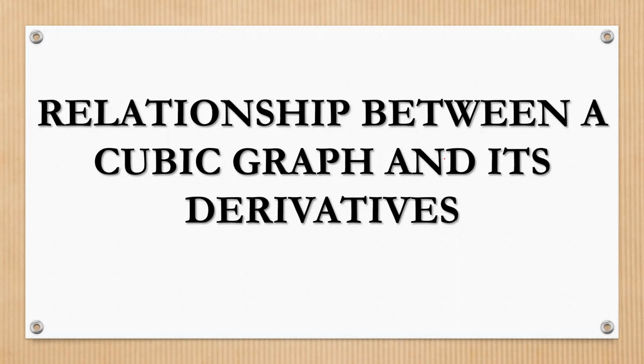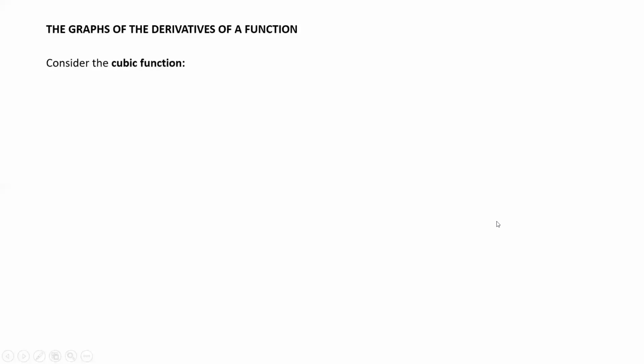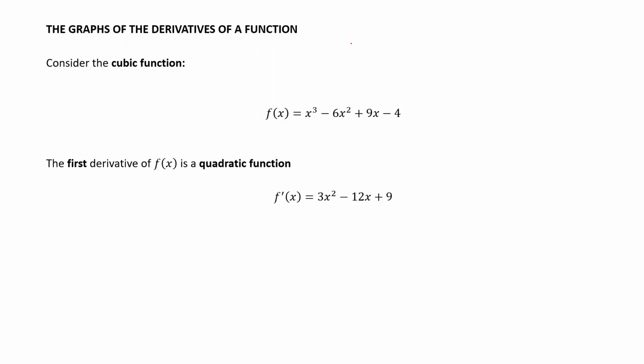Under the topic calculus, we need to understand the relationship between a cubic graph and its derivatives. Now, when given a cubic equation, for example, x cubed minus 6x squared plus 9x minus 4, it is important to understand that when you derive for the first time, the first derivative of the cubic graph is actually a quadratic function. So if you were to derive x cubed minus 6x squared plus 9x minus 4, you'll end up with this quadratic function. So the first derivative of a cubic graph is a quadratic.